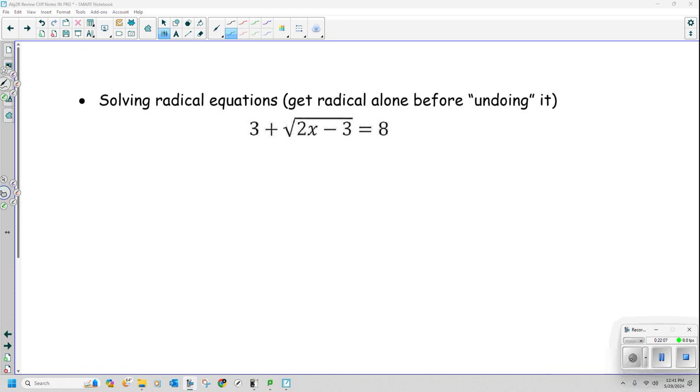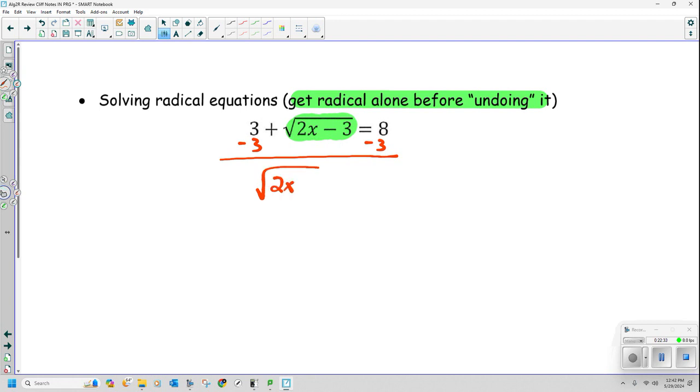Simplifying radicals is nice, but what if we have to solve? Well, in order to solve a radical, the first thing you have to realize is you need to get the radical alone on one side before you undo it. Everything under the radical is 2x minus 3, and this radical needs to be alone. That means I've got to subtract 3 from both sides. So I've got the square root of 2x minus 3 equals 5.